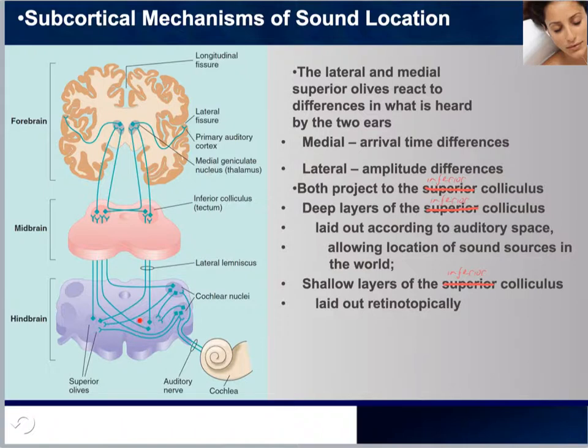What we know is that the medial part of the superior olives is known for its reaction to arrival time differences. That is to say that if you were to look at a discrepancy in a video between the movement of the mouth and then the actual speech, this is the part that would somehow send a message to alert you that there are differences as to how the information is being received.